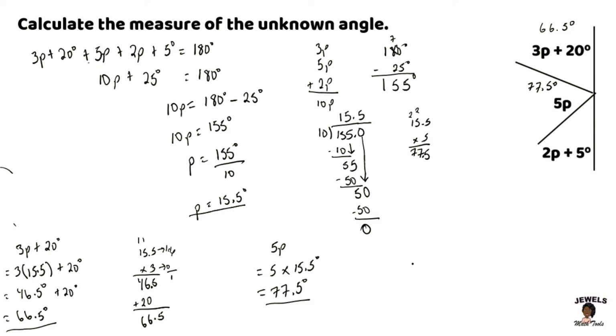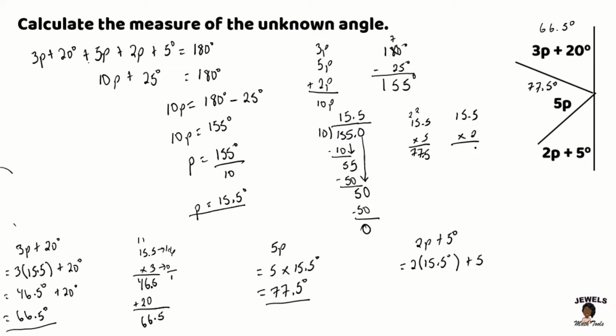So that is the measure of our second angle, which is 77.5 degrees. And now let's calculate the final angle, which is our 2p added to our 5 degrees. Remembering that 2 will be multiplied to 15.5 degrees and its product added to 5. So again, we're going to multiply 15.5 times 2.